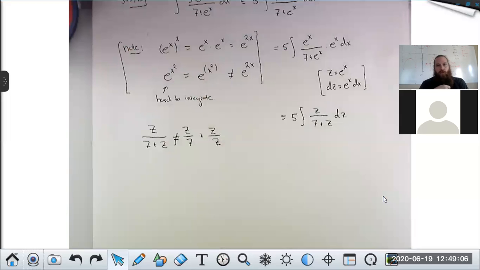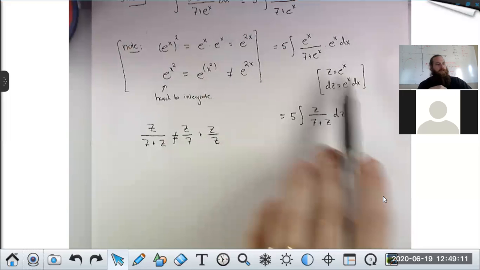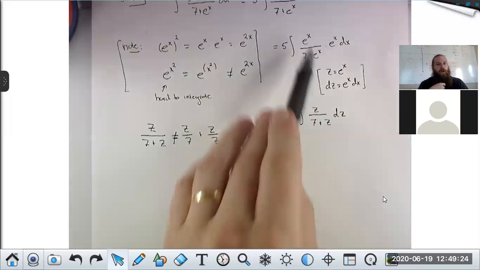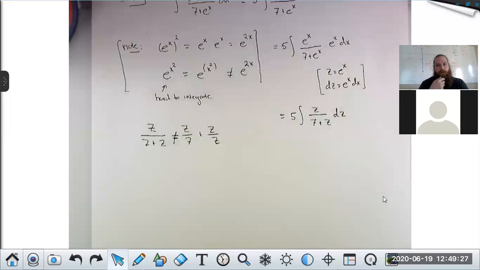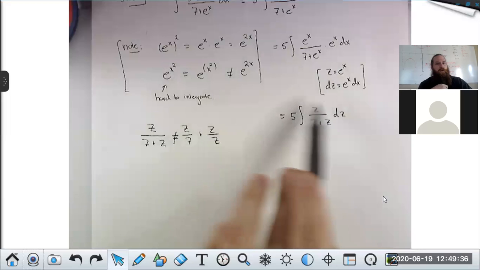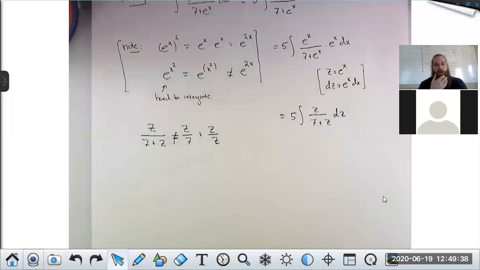Simon's suggestion in chat would work. If we came back to this step and substituted for 7 plus e to the x instead, we could make that go, and that will work just fine. But you will need to solve your substitution for e to the x in order to write the numerator, because you have this piece left over. It will come out as z minus 7, and that works great. However, I contend that this is a bit more natural, and I also feel like we should know what to do with this. So I want to hang out on this for a second.